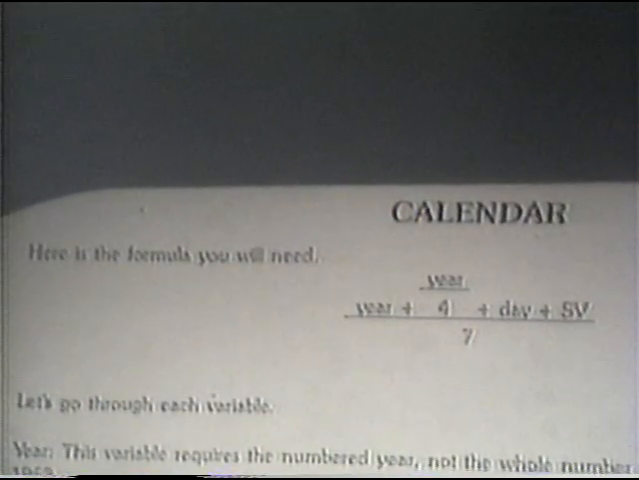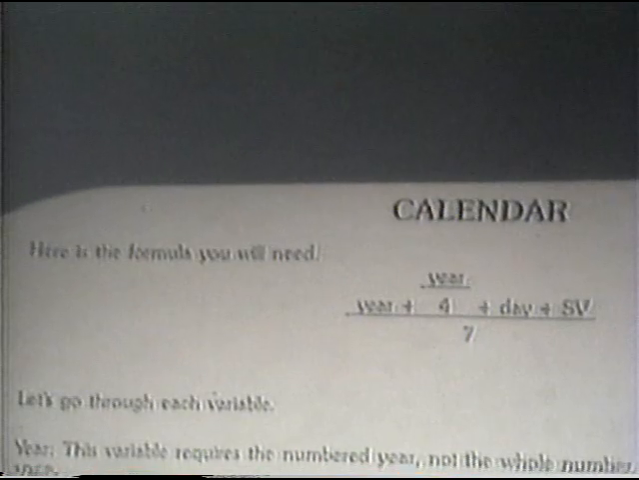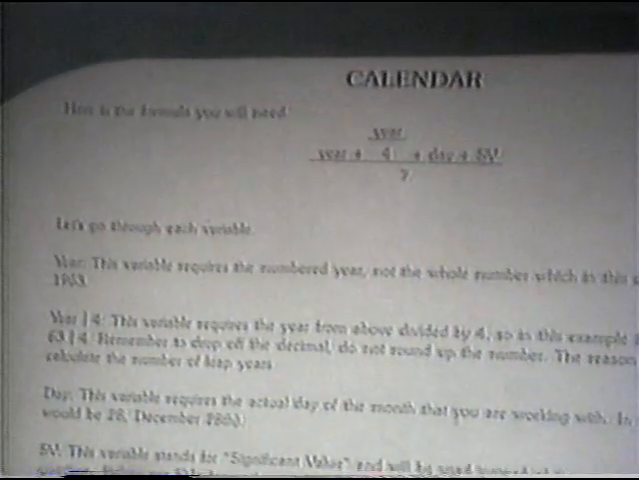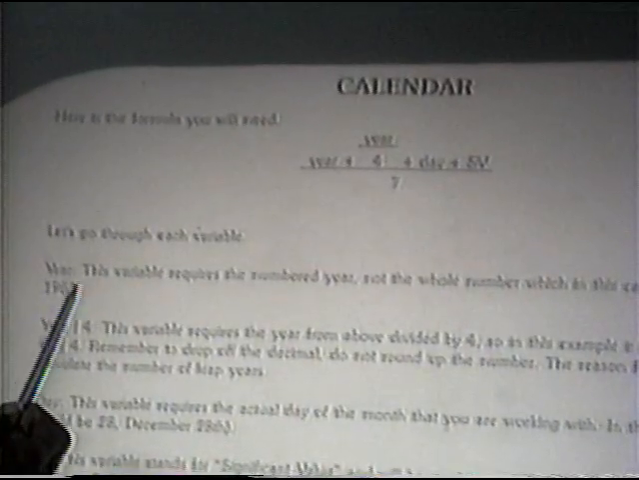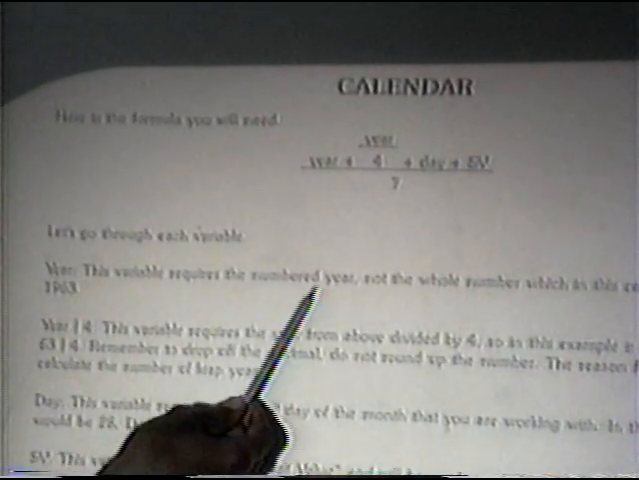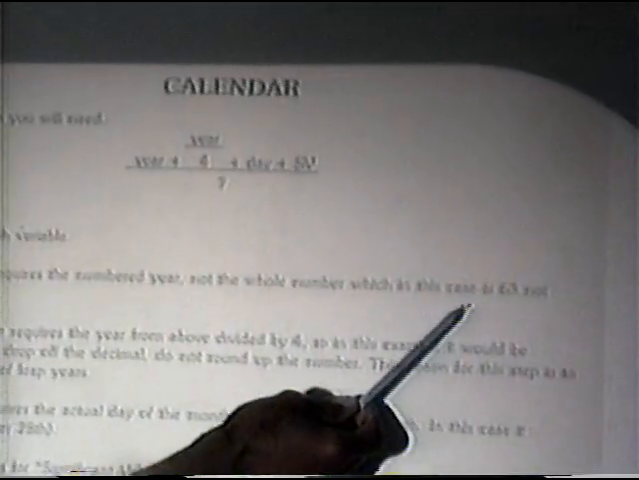Let's go through each variable. A variable is something that can change, that varies, okay? This is year. This variable requires the number year, not the whole number, which in this case is 63, not 1963. So we don't want the whole number, we just want the 63. Year. So we have 63.